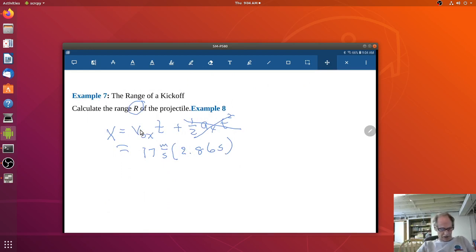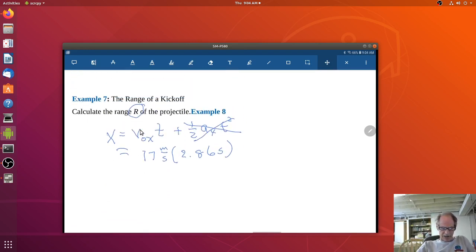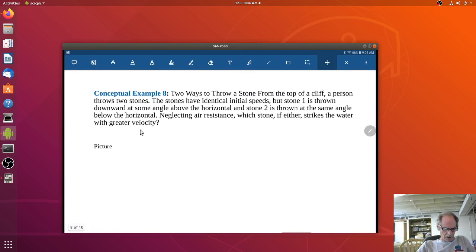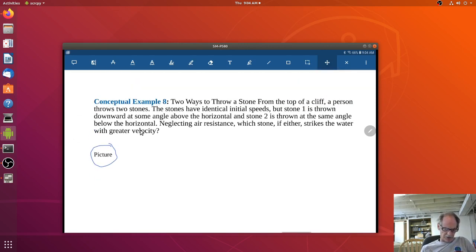Well, whatever that is, I'm not going to drag my calculator out for that. Okay, here's a conceptual example: two ways to throw a stone. I'll work on a picture of this. I'm going to leave this conceptual example for you to think about.